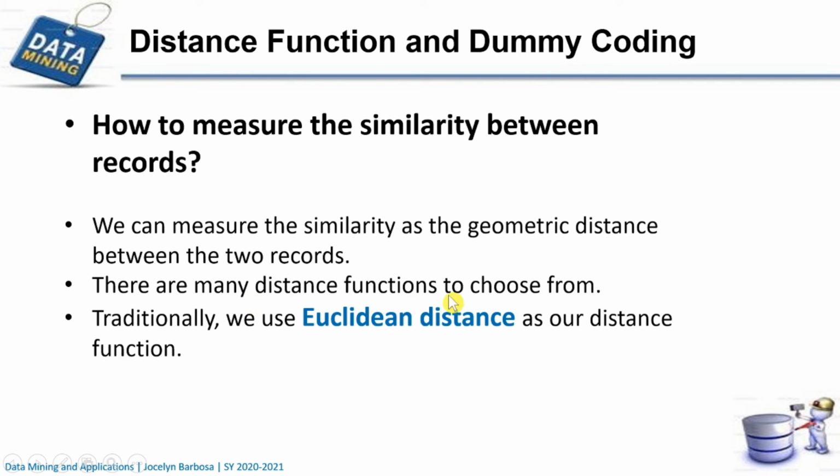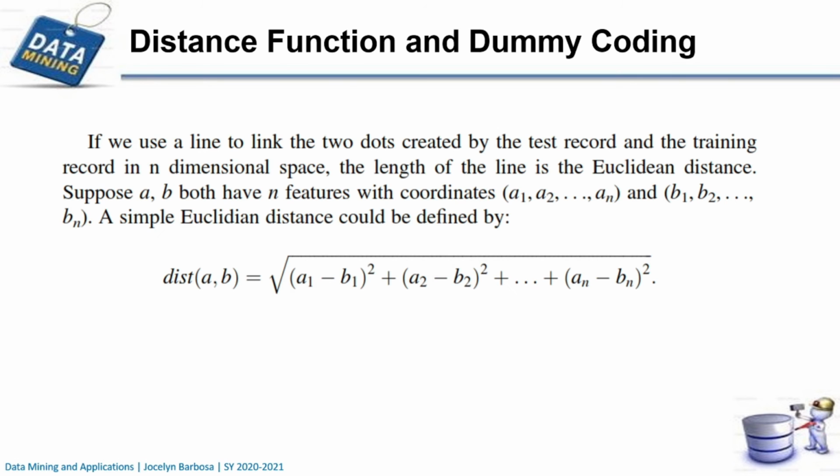There are many distance functions to choose from. However, traditionally, we can use Euclidean distance as our distance function. So how do we do that? If we use a line to link the two dots created by the test record, if you can remember our small d, and the training record in n-dimensional space, meaning each of the points in our dataset, the length of the line is the Euclidean distance.